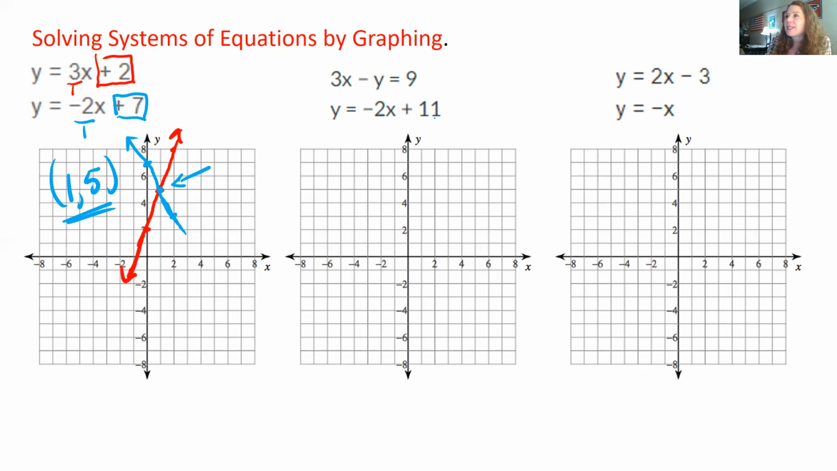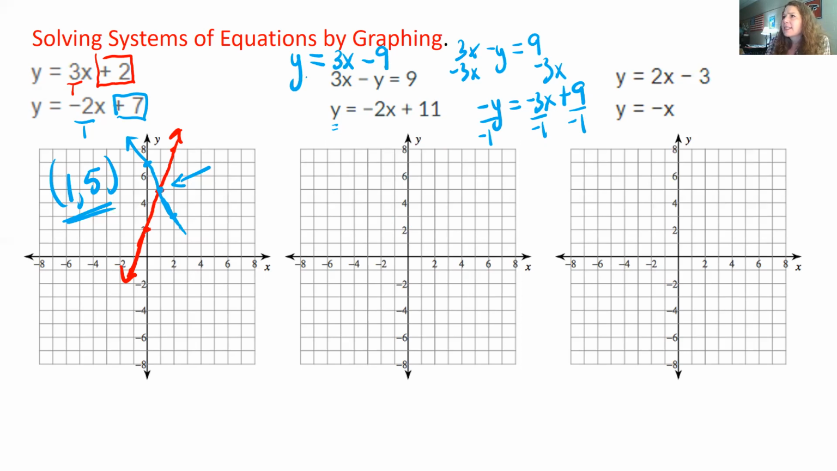All right, now the second one is already solved in y-intercept form. So let's solve the first equation for y. We're going to write 3x minus y is 9. We're going to subtract 3x from both sides. So we bring down negative y equals negative 3x plus 9. And then we got to get rid of that negative sign by dividing every single term by negative 1. So we get y is equal to negative 3 divided by negative 1 is positive 3, and 9 divided by negative 1 is negative 9.